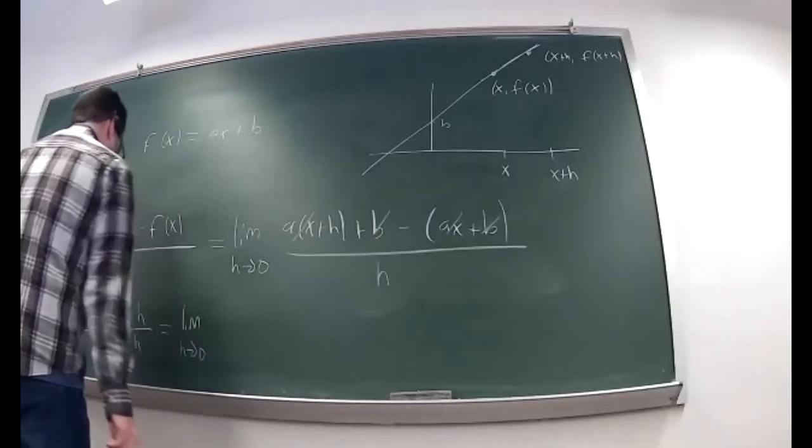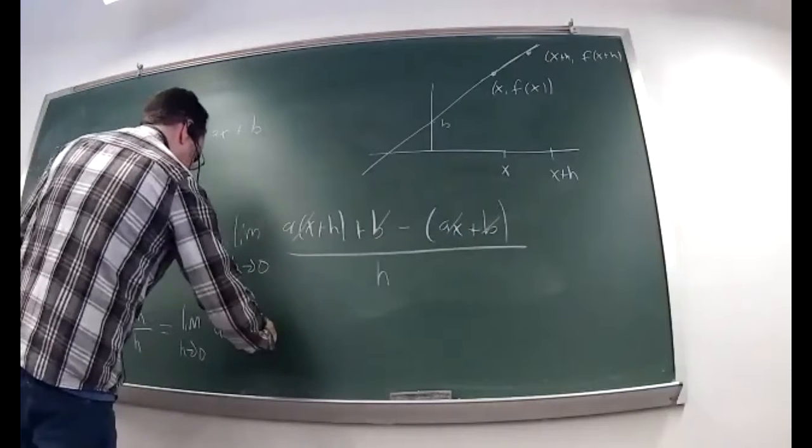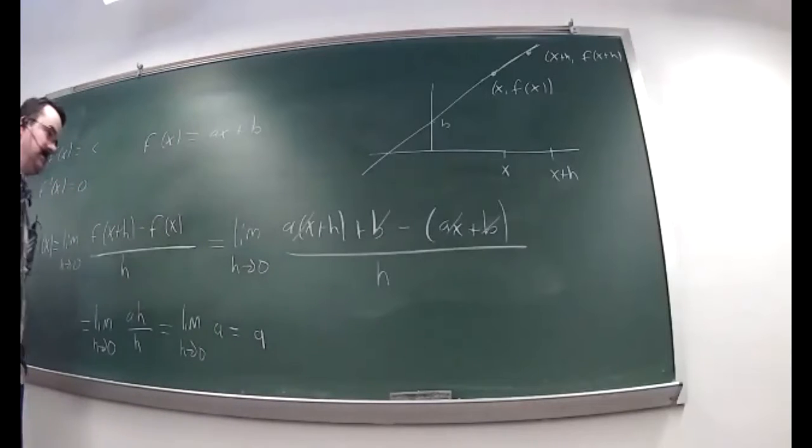So when you're taking a limit, it is appropriate to cancel those h's. Get the limit as h goes to 0 of a. It's just equal to a.